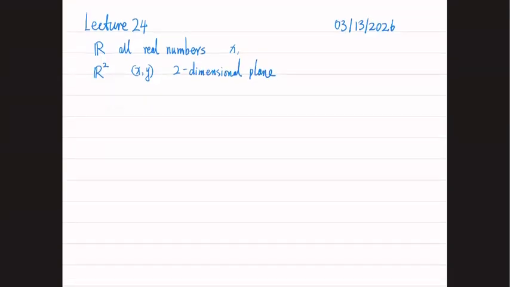We have the following. This will be our x-axis, y-axis, origin, and units. The two axes divide the plane into four quadrants.